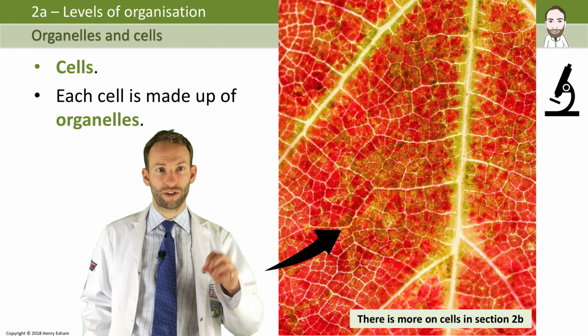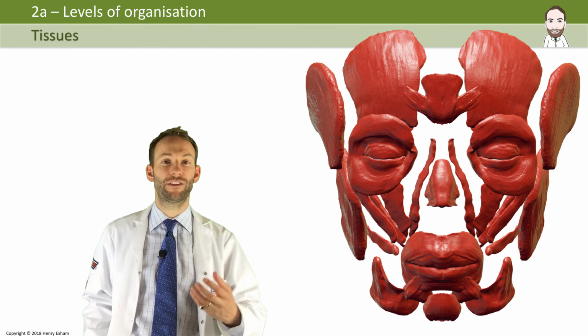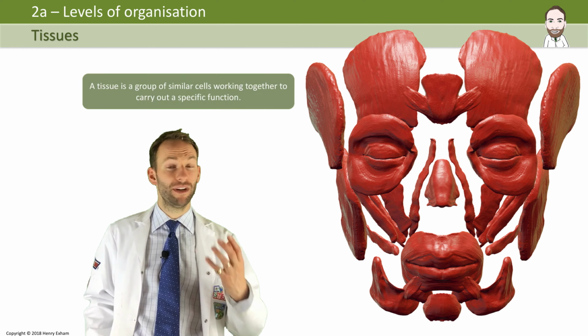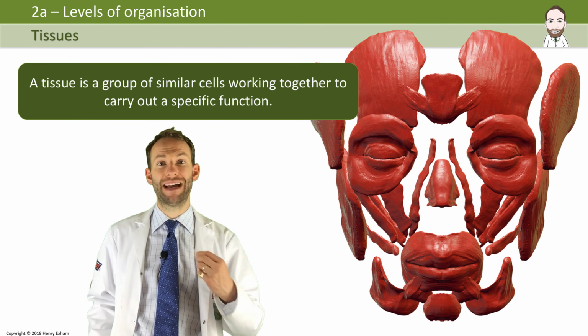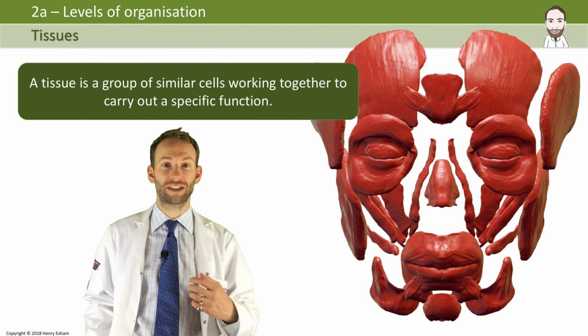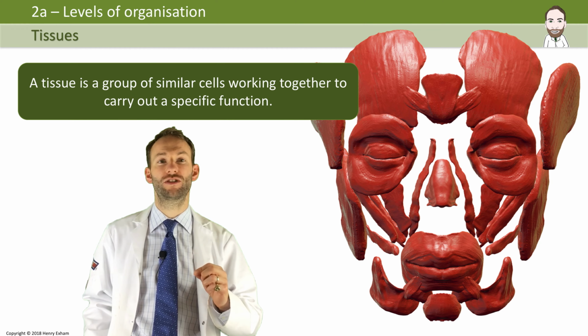Once you've got cells, you can start to group them together. They're usually grouped together based on a similar function. So you group them all together to do a particular job, and they work together, and that's what we call a tissue. Muscle is an example of a tissue. It's made up of many muscle cells, and they all work together to carry out the function of contraction. So to repeat, a tissue is a group of similar cells working together to carry out a particular function.